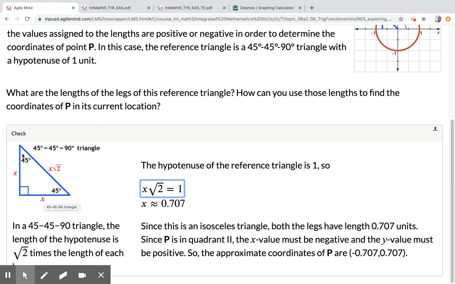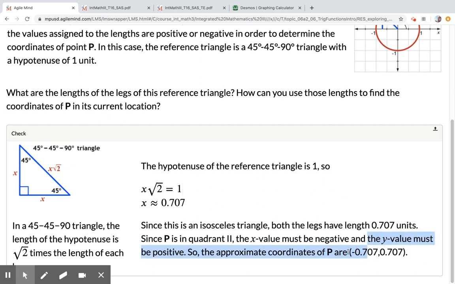And that gives me both of my legs, actually, because a 45, 45, 90 triangle is isosceles, and both legs are going to be the same, and they're both going to be x, which is 0.707. The only thing I want you to watch out for is, of course, we were just saying that the x-coordinate is negative and the y-coordinate is positive. So please watch out for your negatives and positives. It'll make things easier for you.